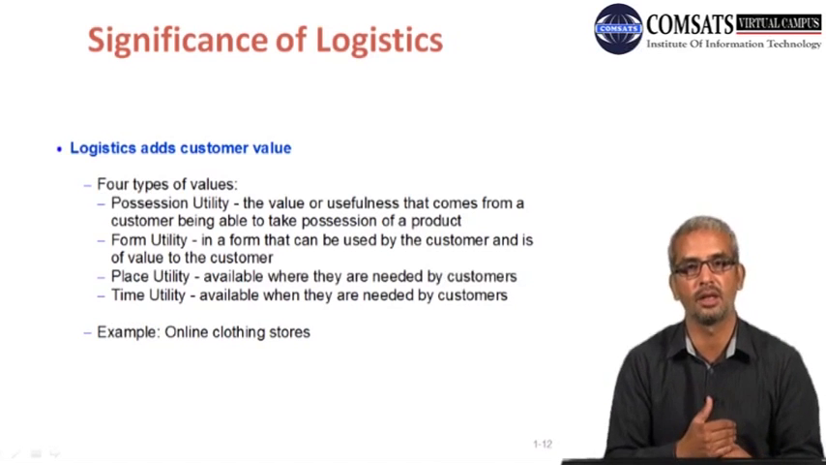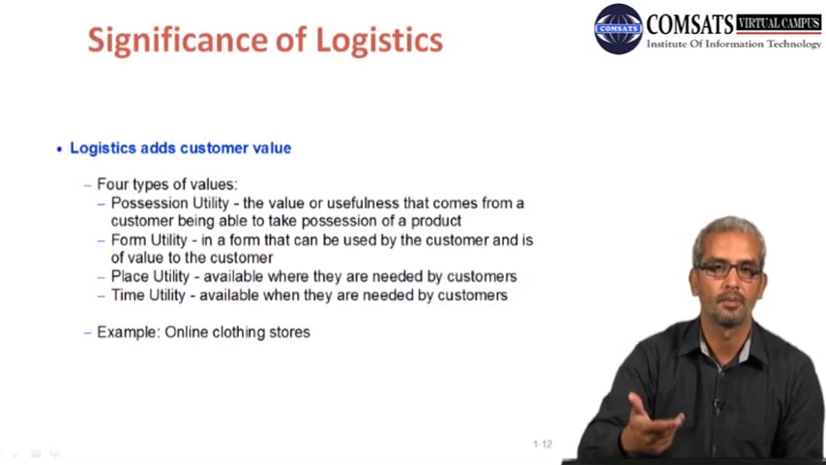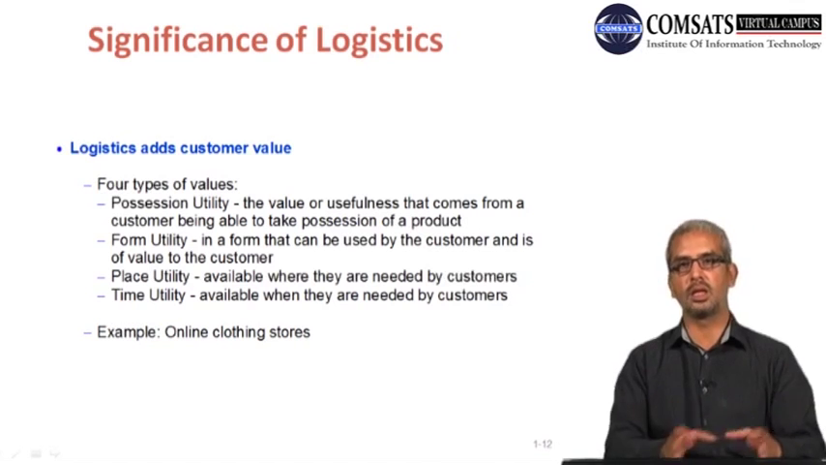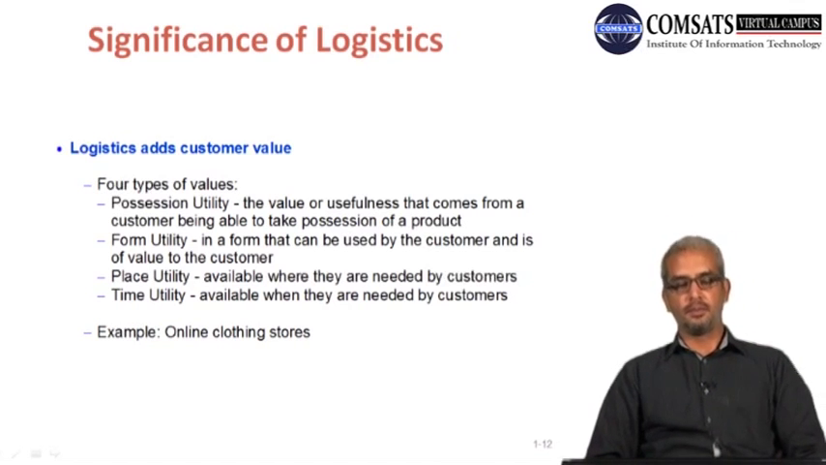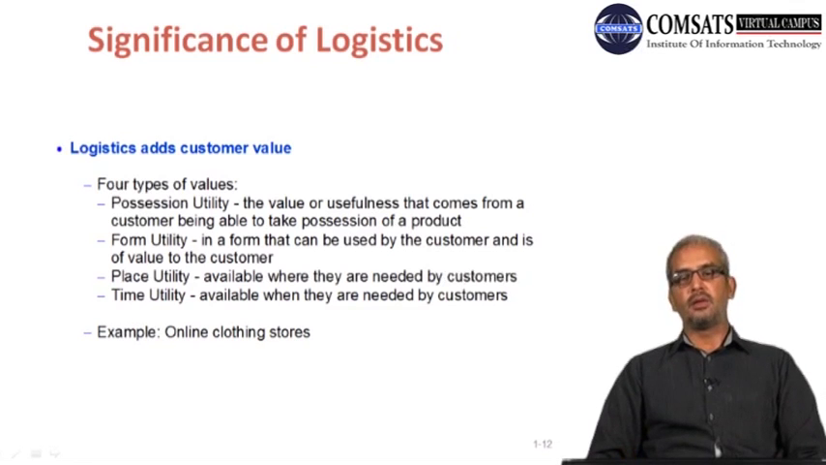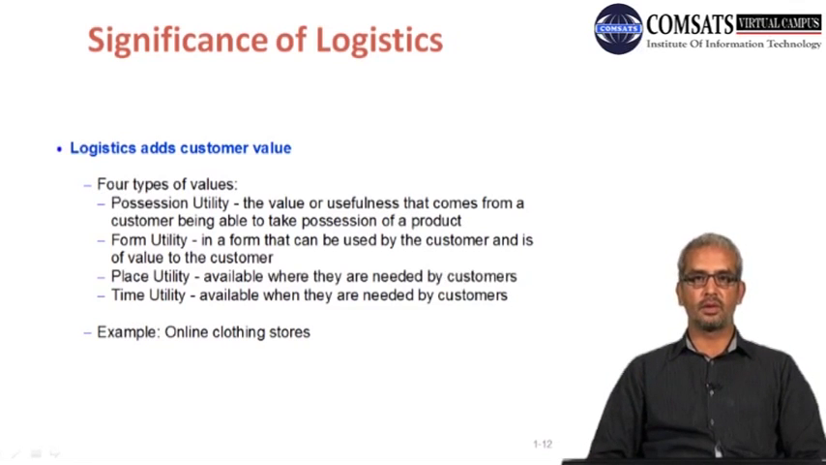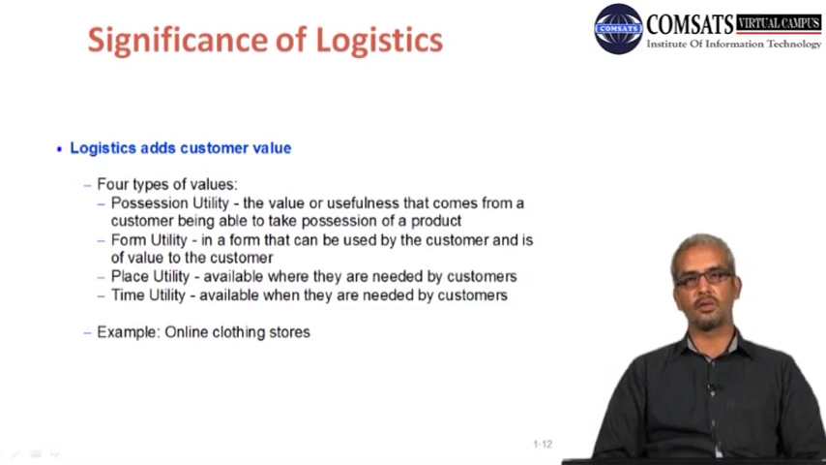Then there is time value. Time value is that the product is available to the customer when he needs that product. I discussed these two earlier when we were talking about key activities. Place value is created by transportation, a primary activity of a key activity of the total supply chain process. Time value is created by inventory management, another key aspect or key value of the total supply chain process.